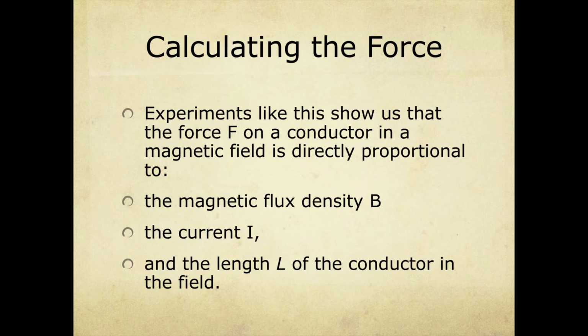So how do we calculate the force that's actually acting? We can figure out where the force is going to be using right-hand rules of various types, and with this we can now look at how to actually calculate it. The force on a conductor in a magnetic field is directly proportional to these three things: the magnetic flux density, represented with a B and measured in Teslas, the current, and the length of the conductor in that field. We'll look at that in a minute.